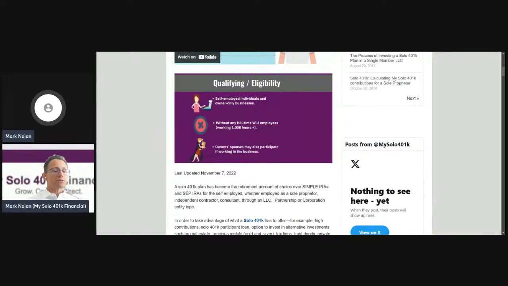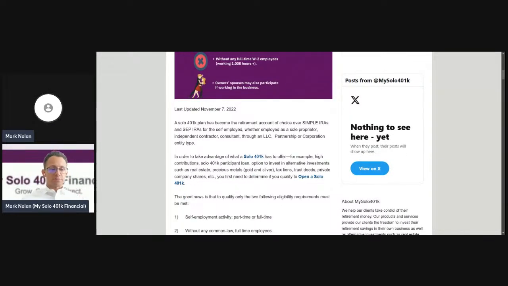There's the spousal exception where the spouse can also participate in the solo 401k plan, and she doesn't have to be an owner in the business, but he or she would have to be working under the business. So using our LLC taxed as an S corporation example, your spouse would have to be a W-2 employee, but she would not have to be an owner in the business. But you would have to be an owner in the business. Okay, so take a look at that eligibility page there. You can exclude part-time W-2 employees, those working under 1,000 hours, when opening a solo 401k plan.